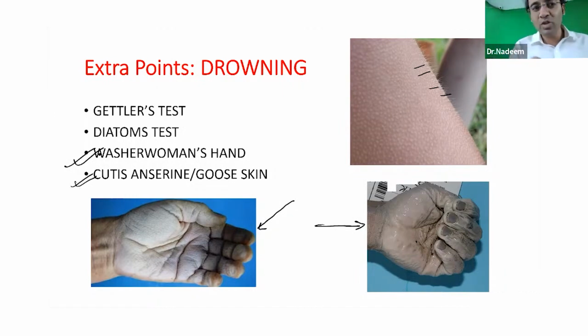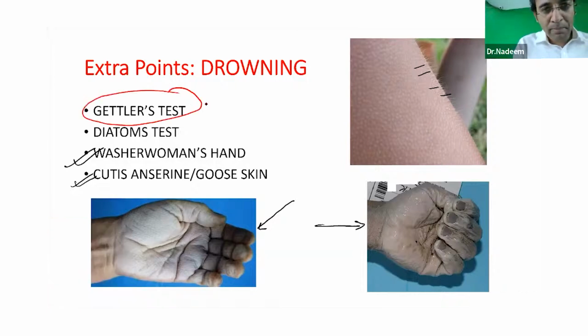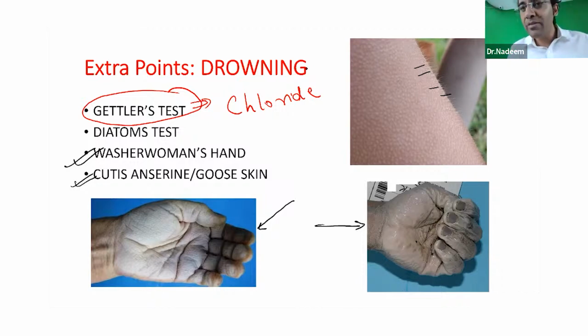There is a test that is called Gettler's test. On the basis of chloride content in blood, we are going to differentiate whether this was a freshwater drowning or a seawater drowning. This is called Gettler's test.